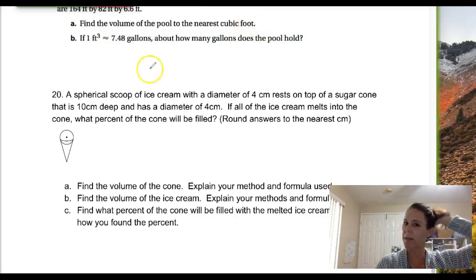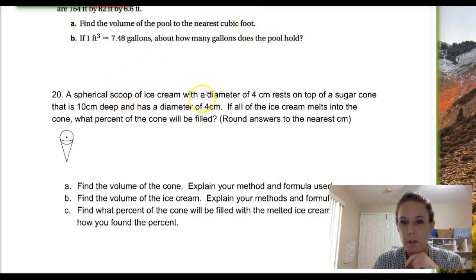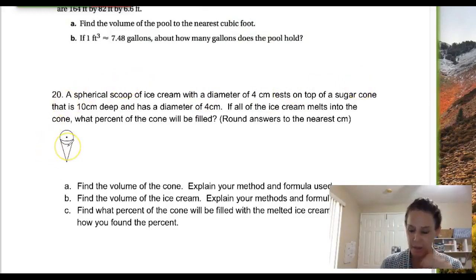All right, last one. A spherical scoop of ice cream with a diameter of 4 rests on top of a sugar cone that's 10 centimeters deep. So we got an ice cream on top of a cone, yum, right? It has a diameter of 4, so it would have a radius of 2. And the height of the cone is going to be 10. If all the ice cream melts into the cone, what percent of the cone is filled?